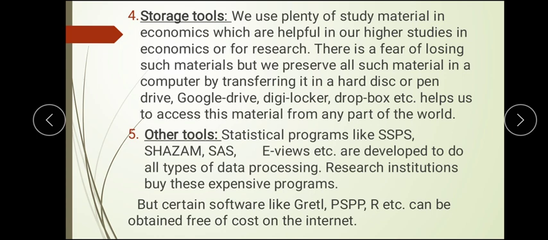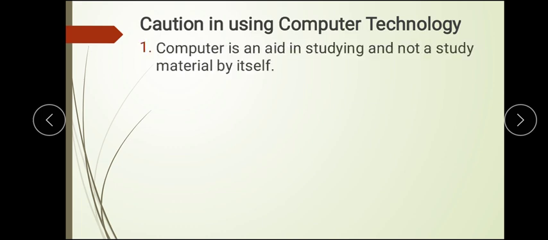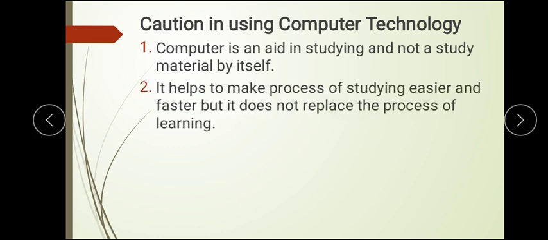Let's move to the internet technology. Okay, before going to internet technology, what are the things you should be cautious about, or the precautions you have to take about using computer technology? You should know before using it. First is, computer is just an aid in studying. It's an aid. What is aid? Aid is nothing but a help. Computer helps us for studying, but it is not the material itself. It is just making us easier and faster to learn, but it cannot replace the process of learning. It helps the easy way of learning, but it cannot become the process of learning.